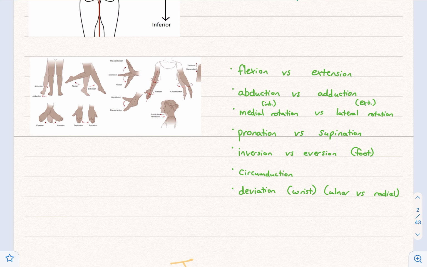Abduction versus adduction. Abduction is taking away. If an alien comes to Earth and abducts you, they are taking you away from Earth. Adduction is therefore the opposite, bringing closer. Here's the midline. If this person moves their arm out from their body, that would be abduction, taking it away. If they bring it in, that would be adduction.